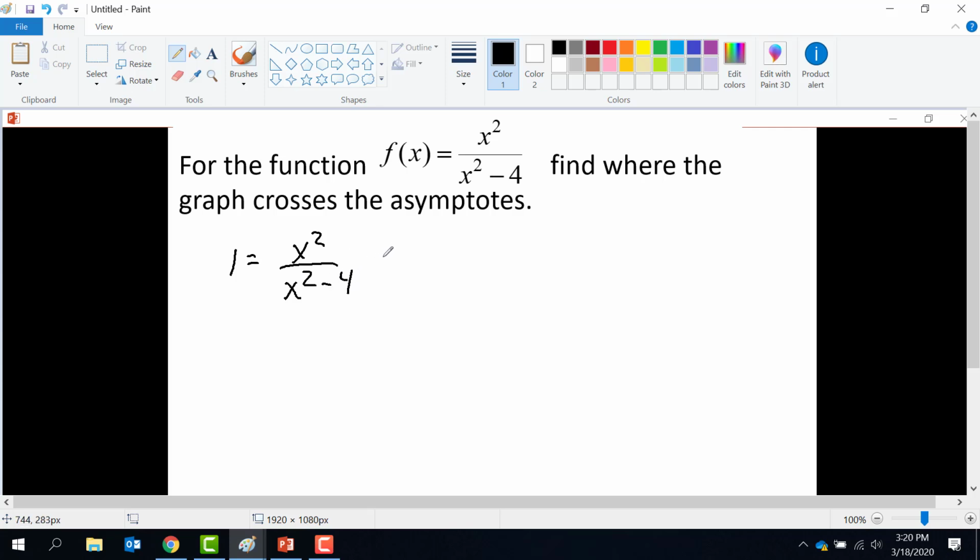If we multiply both sides by x squared minus 4, we get x squared minus 4 is equal to x squared. If we subtract x squared from both sides, we get negative 4 equals 0, which is not true. So that tells us that in this case, the graph does not cross the horizontal asymptote. But it is possible for the graph to cross the horizontal asymptote. It just doesn't in this case.